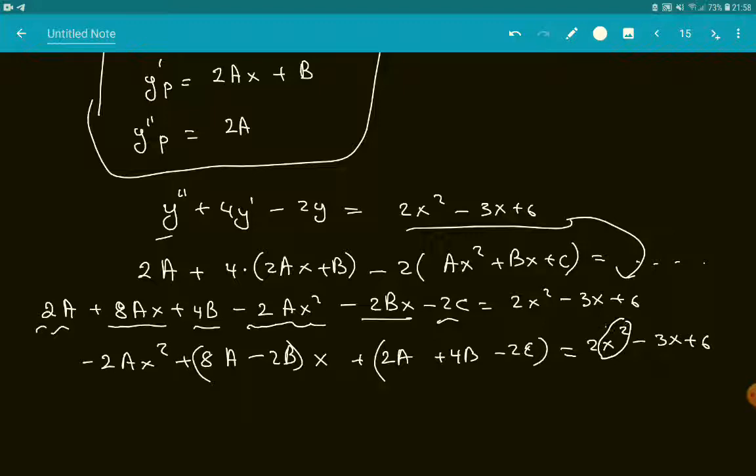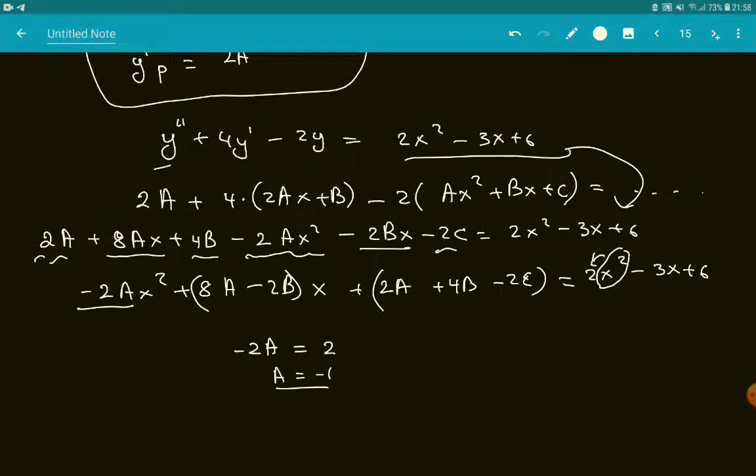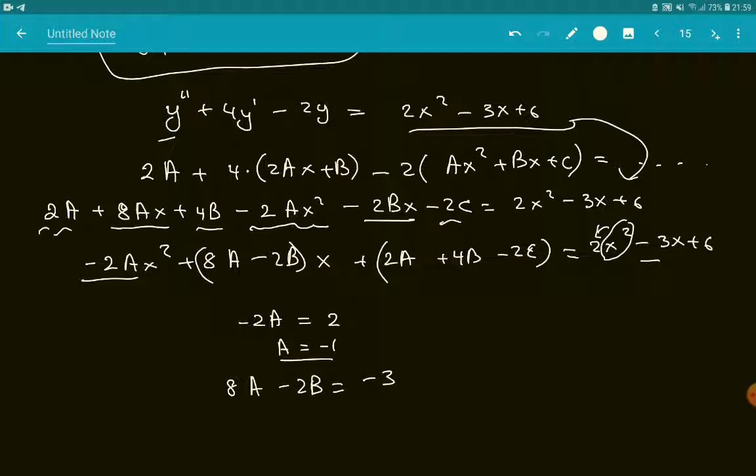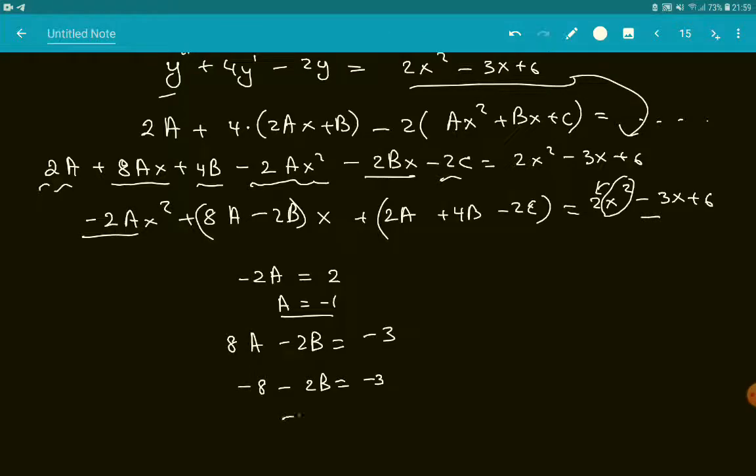The coefficient in front of x squared should be equal to the coefficient here. So negative 2a is equal to 2, so a is negative 1, as you can say. Okay. After knowing this, we can find this one, which is 8a minus 2b should be equal to negative 3. We know already what a is, which is negative 1. So negative 8 minus 2b is equal to negative 3, and negative 2b is equal to 5. And b is equal to negative 5 over 2.